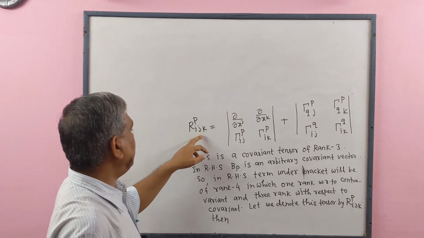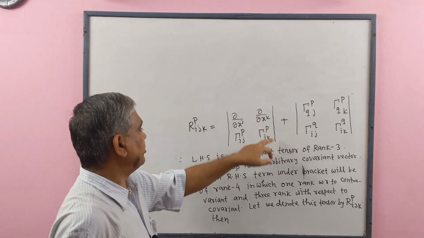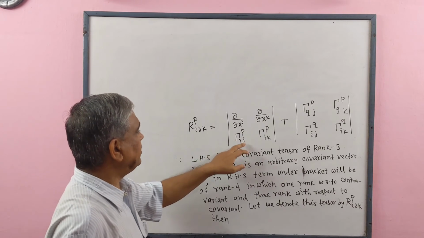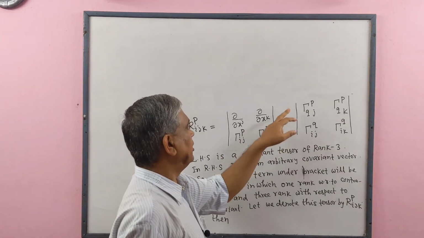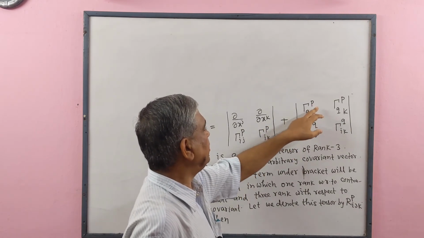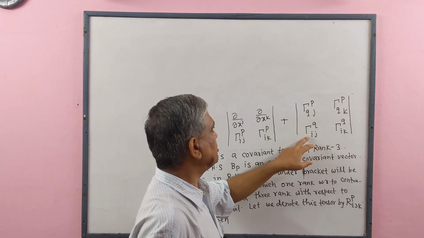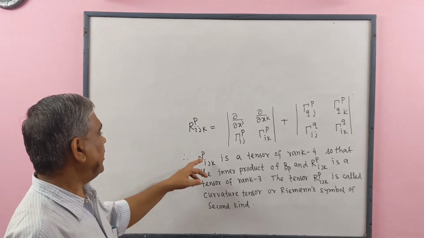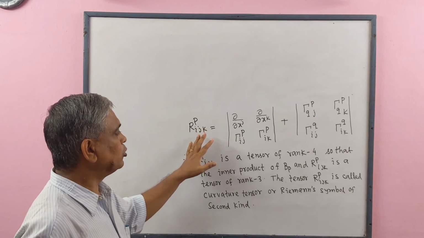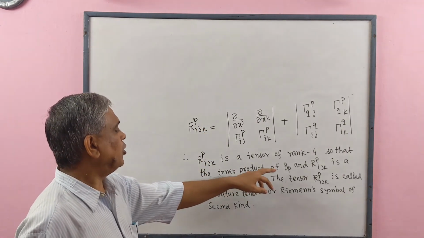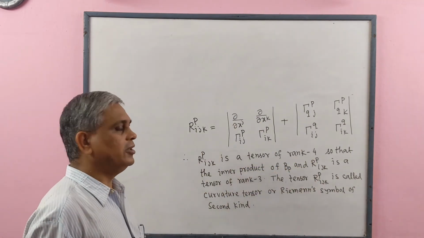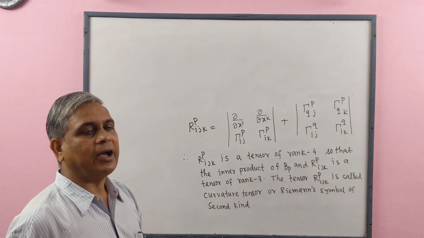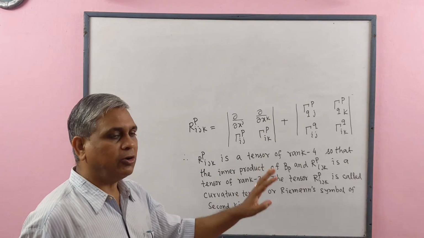Then R p i j k equals this determinant del by del xj, del by del xk, Christopher symbol of second kind Pij, Christopher symbol of second kind Pik, plus again determinant Christopher symbol of second kind Pqj, Christopher symbol of second kind Pqk, Christopher symbol of second kind Qij, Christopher symbol of second kind Qik. Therefore, Rpijk is a tensor of rank 4, so that the inner product of Bp and Rpijk is a tensor of rank 3. The tensor Rpijk is called curvature tensor or Riemann symbol of second kind.